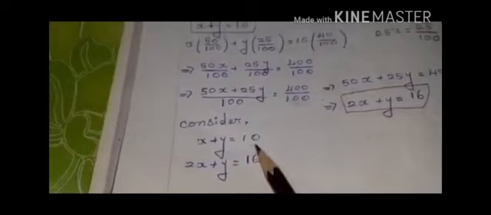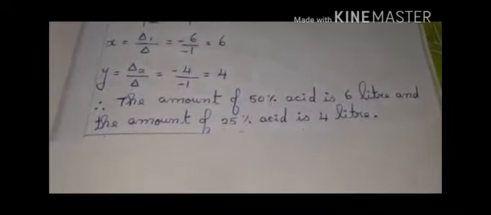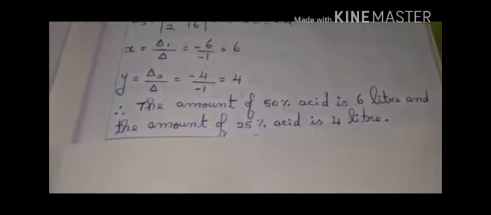So I am getting two equations here, that is x plus y equal to 10 and 2x plus y equal to 16. Now I am finding delta, delta 1 and delta 2, students. So delta, what is the answer I am getting here? Minus 1, delta 1 minus 6 and delta 2 minus 4. Using that I am calculating x and y and I am getting the answer as 6 and 4. So what is the final answer they are asking you to find out, students? That is, the amount of 50% acid is 6 liters and the amount of 25% acid is 4 liters. Next, we are going to move on to the fourth sum.